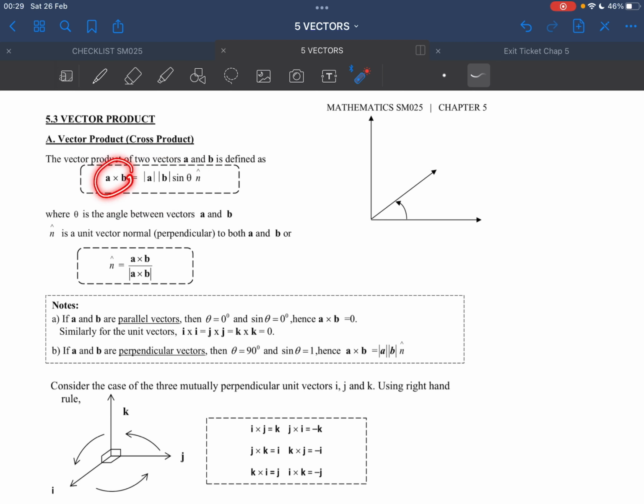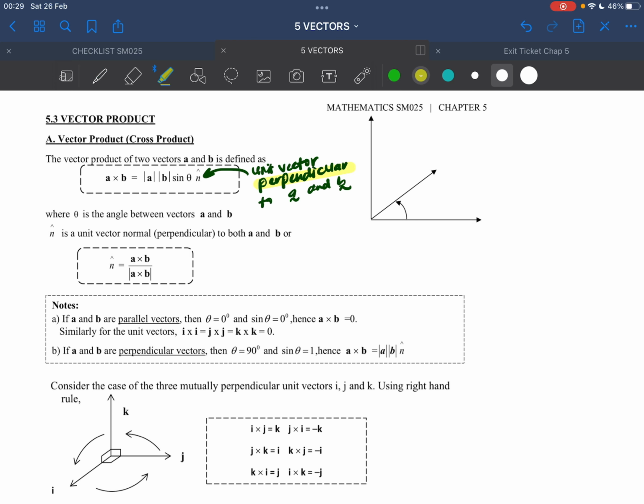So here we have the definition of vector product. We call this A cross B. That's why we call vector product the cross product. So the formula is A cross B equals magnitude of A, magnitude of B, sine theta, times the unit vector. But this part here is a unit vector perpendicular to A and B. The keyword here is perpendicular.